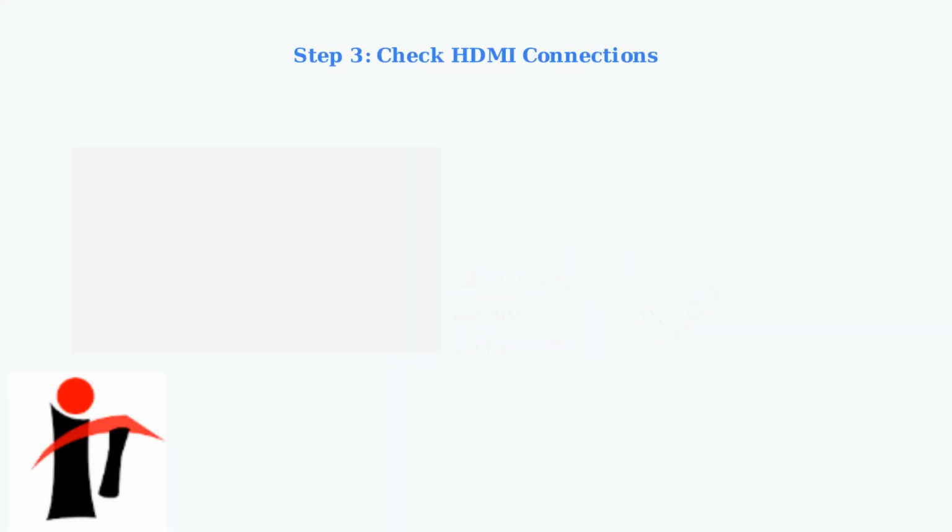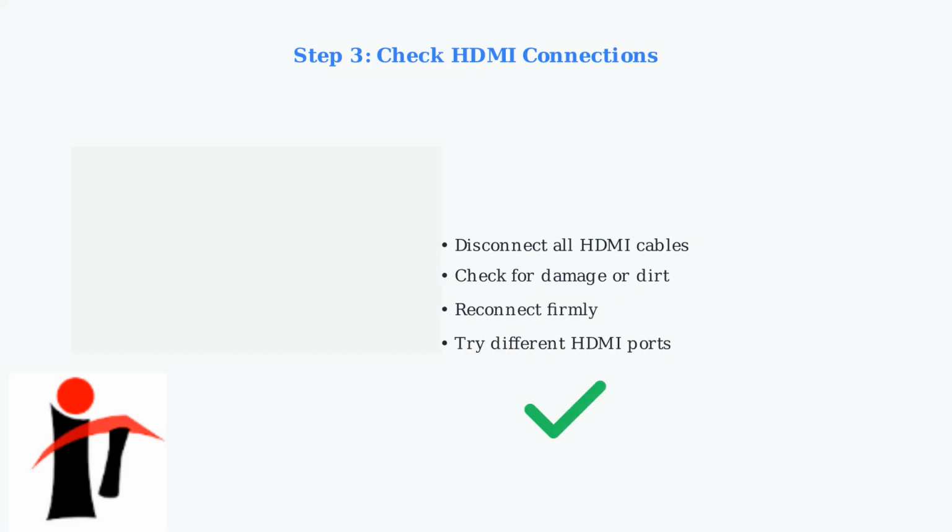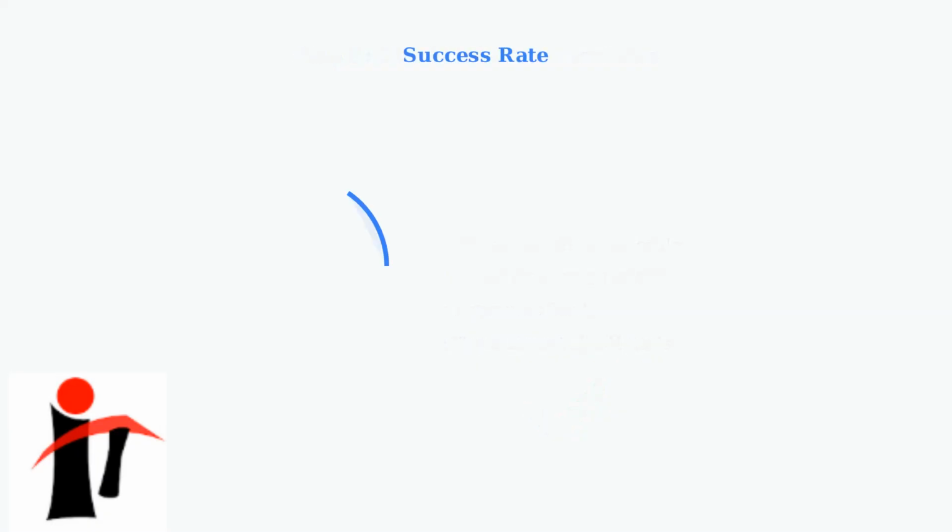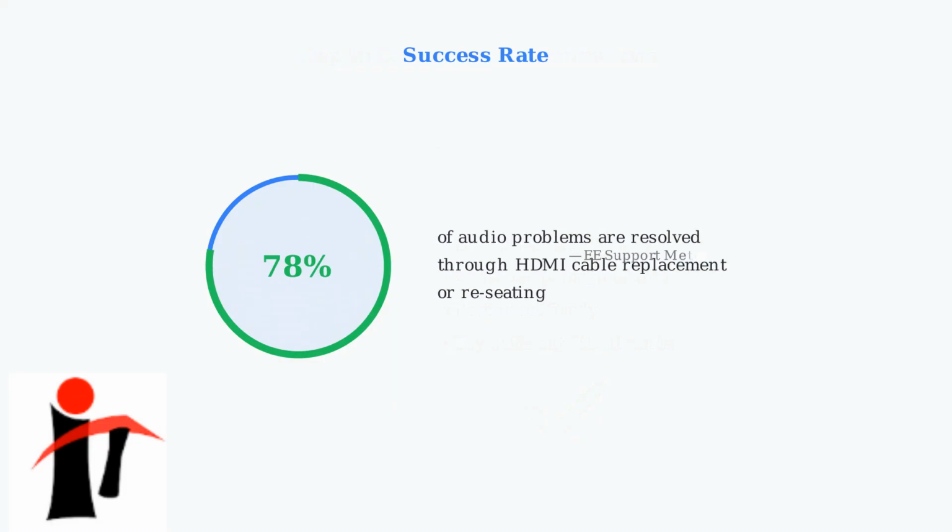Check the HDMI connections by disconnecting and firmly reconnecting all HDMI cables. Look for any damage or dirt on the connectors. Try different HDMI ports on your TV if available. According to EE's 2024 support metrics, 78% of audio problems are resolved through HDMI cable replacement or reseating. This makes HDMI troubleshooting one of the most effective solutions.